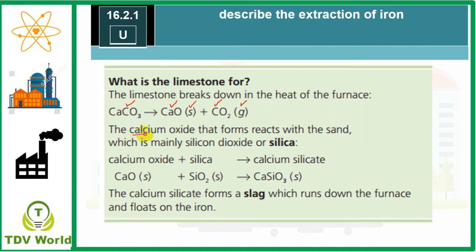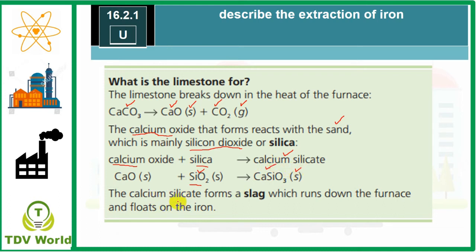The calcium oxide that forms reacts with sand, and the sand is mainly silicon dioxide. So silicon dioxide is your sand. Calcium oxide is going to react with silica, and silica is sand, which is silicon dioxide. Once calcium oxide reacts with silica, it forms calcium silicate, and the formula is CaSiO3, and it's a solid.